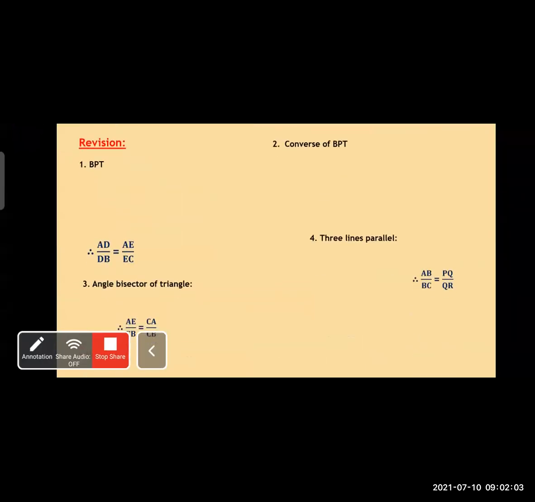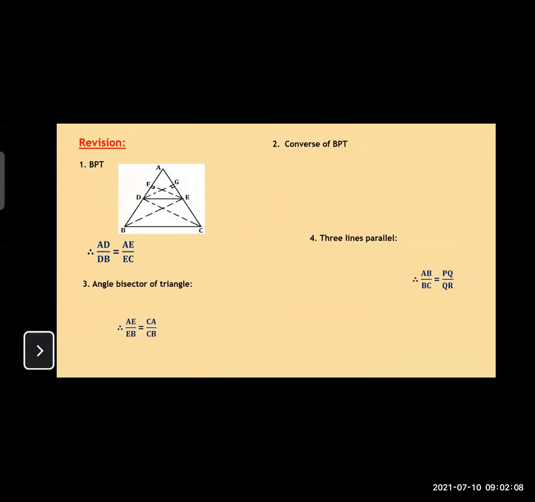First one is the BPT theorem. In this, line DE is parallel to BC. So we write here AD by DB is equal to AE by EC. So when we apply the BPT theorem, if the condition is that line DE is parallel to BC, then we write that the corresponding ratios are equal. Next one is the converse of the BPT theorem.